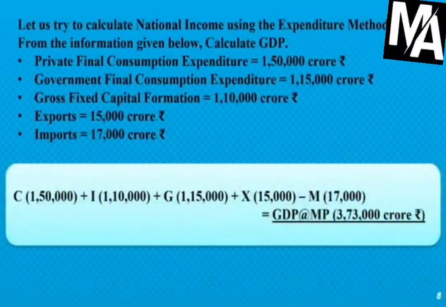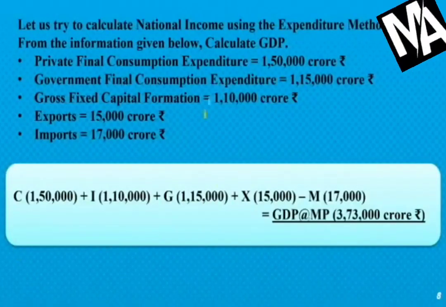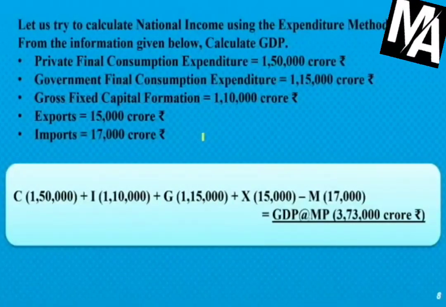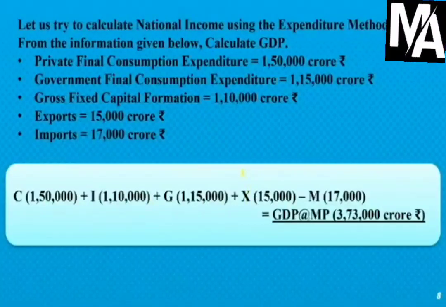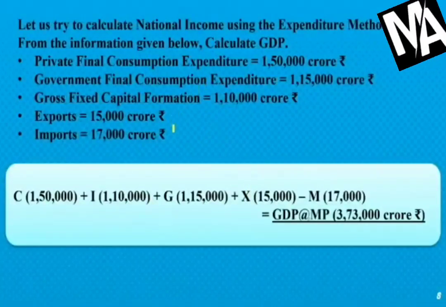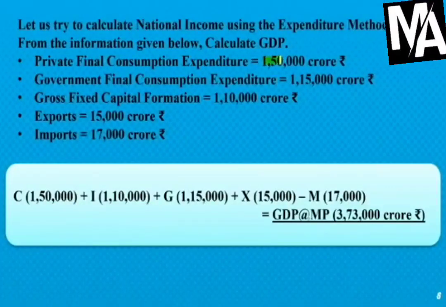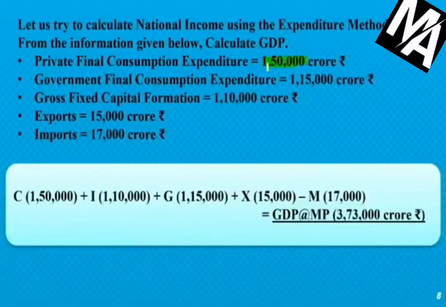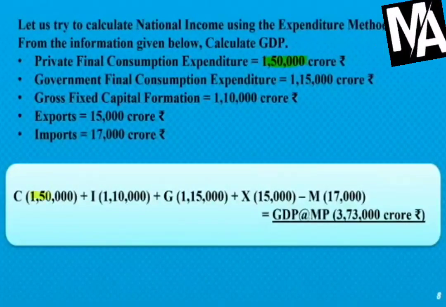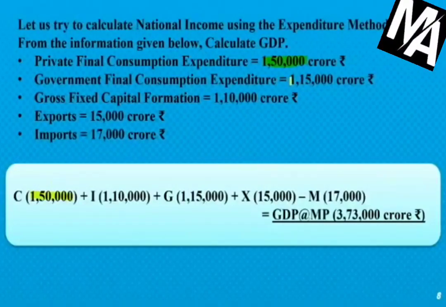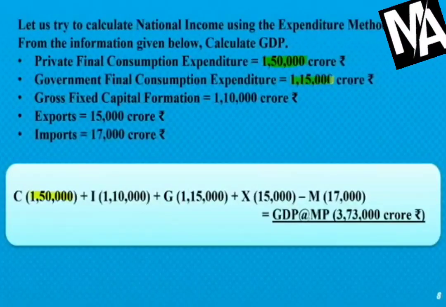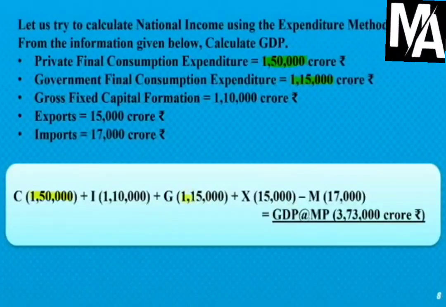So let's see how we are going to solve the problem. All we have to do is use this particular information and present it neatly in the formula. So the first step is to identify what sentence is what letter. Private final consumption expenditure, that is 1,50,000 crore rupees, will be considered as household consumption, and that is why it is denoted by the capital letter C. And therefore under C I will be writing it as 1,50,000. Government final consumption expenditure, very easy to understand, 1,15,000 crore rupees will be coming under the capital letter G.